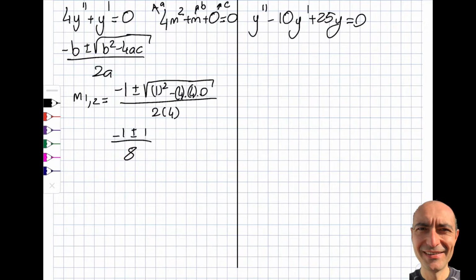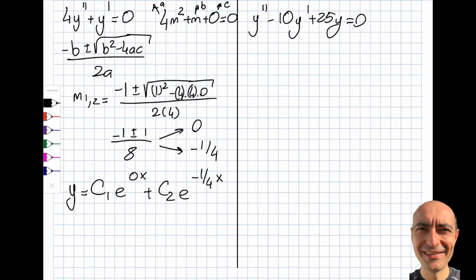So I will get 2 roots. One root will be 0 if I use a plus sign. If I use a negative sign, I get minus 1 by 4, right? So the point is, these are both real roots. If I go ahead and write this, the way that we established this, it's going to be c1 e to the 0x plus c2 e to the minus 1/4 x.